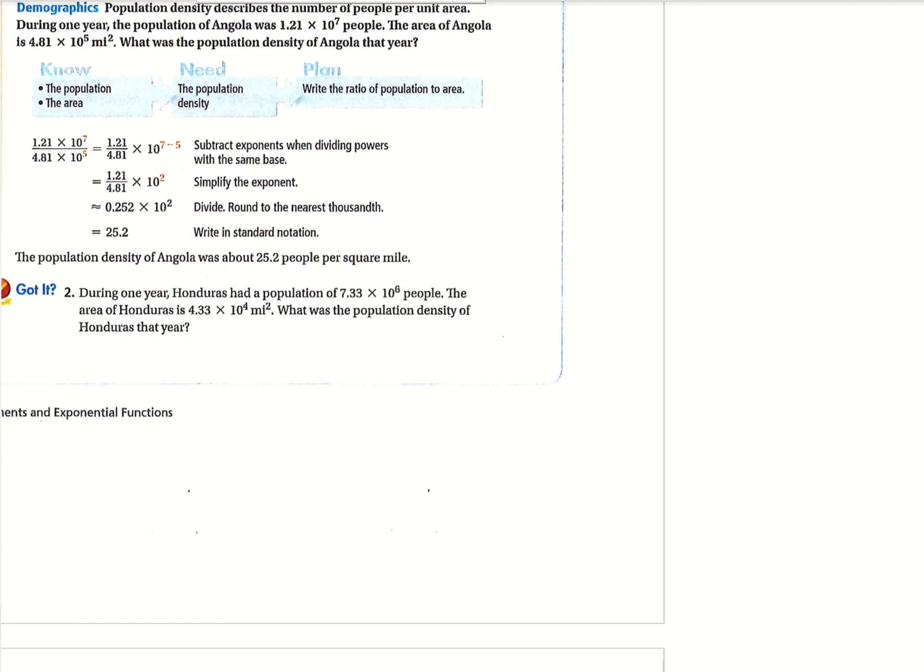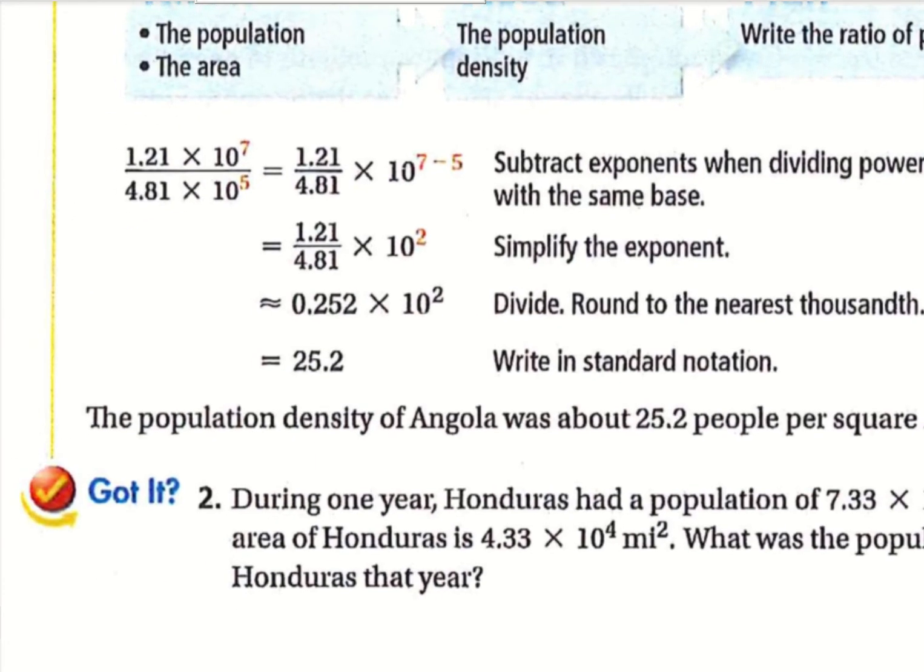If we have a problem like this, first we want to split them up, right? So we'll do these two together, and then we're going to do these two together. When we do this one, we'll divide those. They say we get about 0.252.